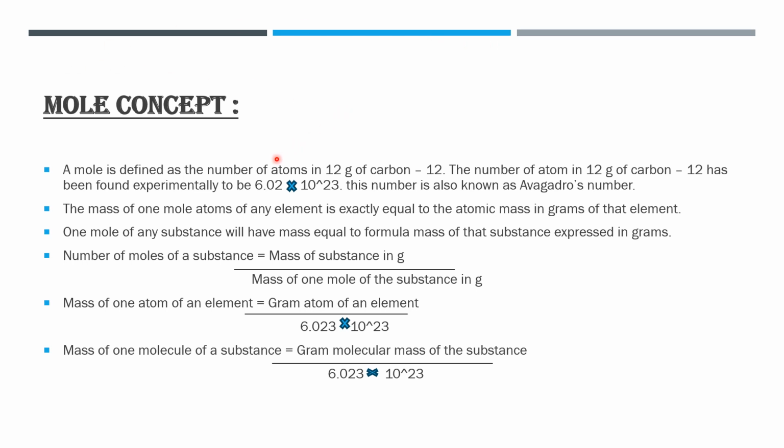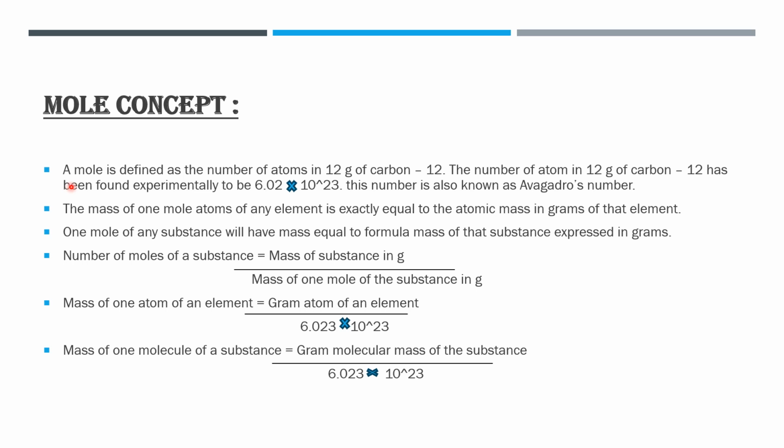What is the mole concept? What does it define? A mole is defined as the number of atoms in 12 grams of carbon. The number of atoms in 12 grams of carbon has been found experimentally to be 6.02 into 10 to the power 23. That is the Avogadro number. This number is known as the Avogadro number, as I told you.